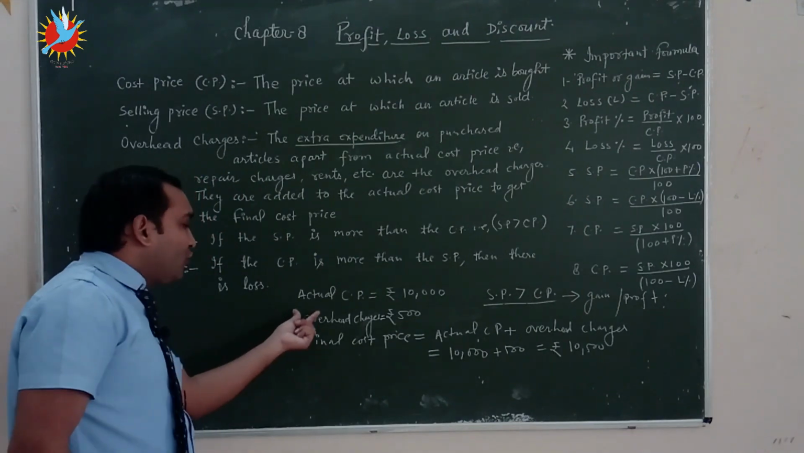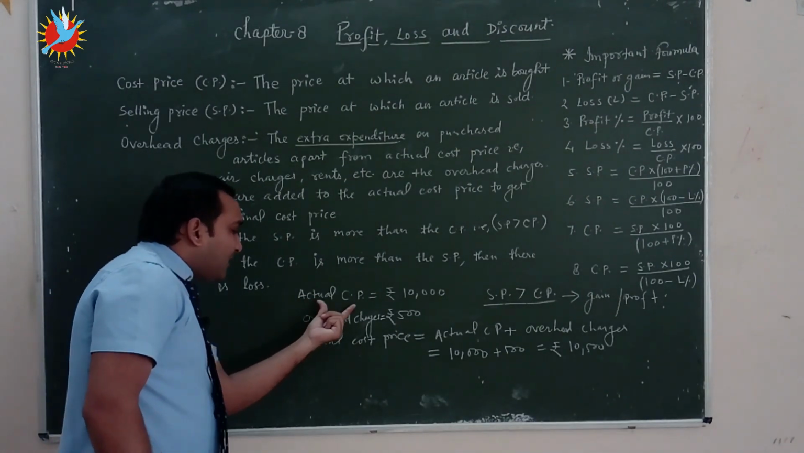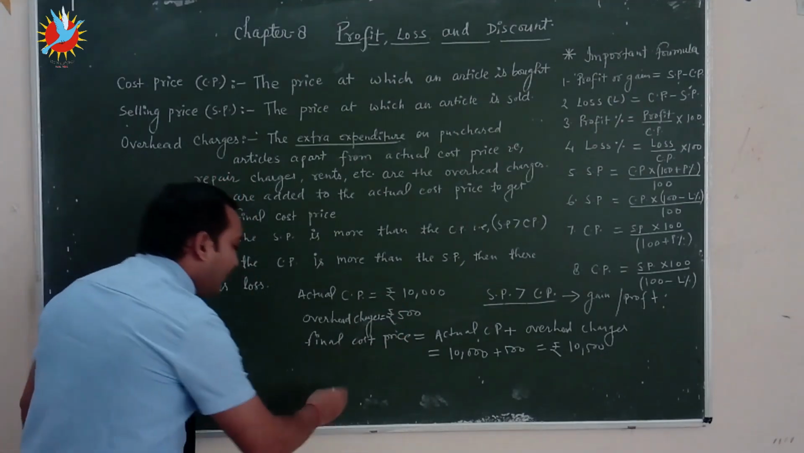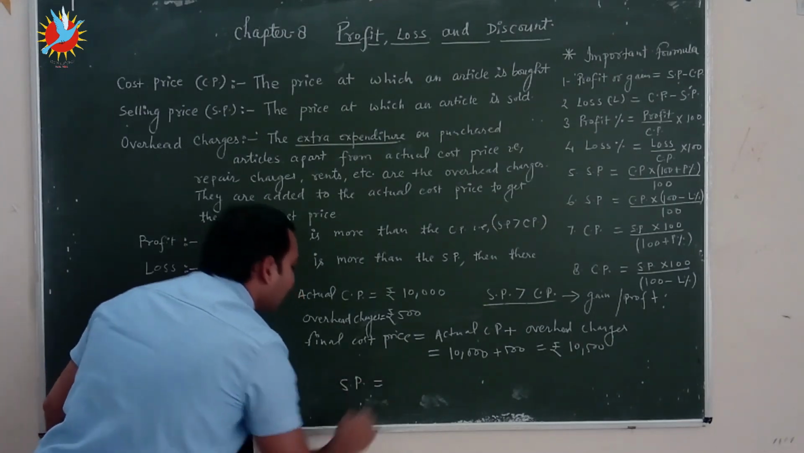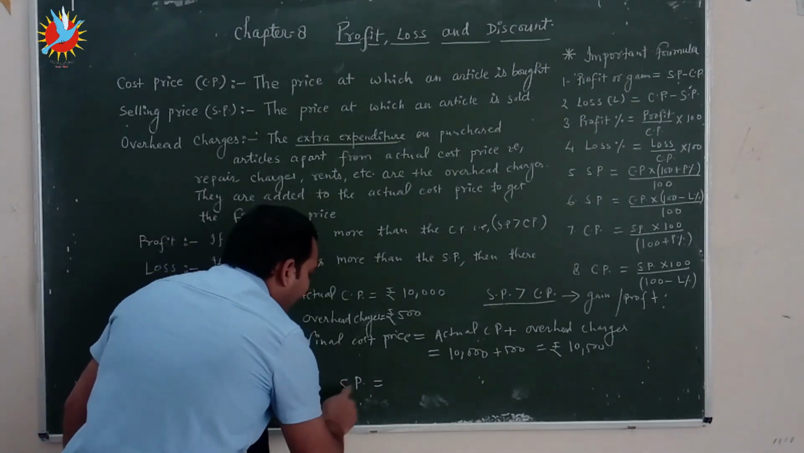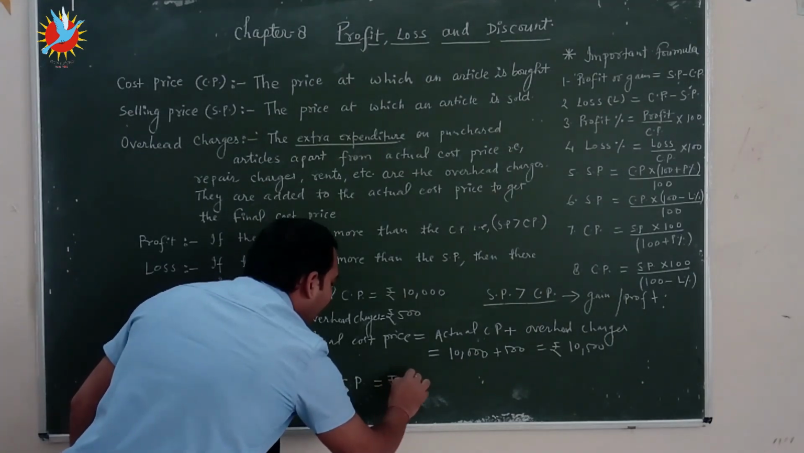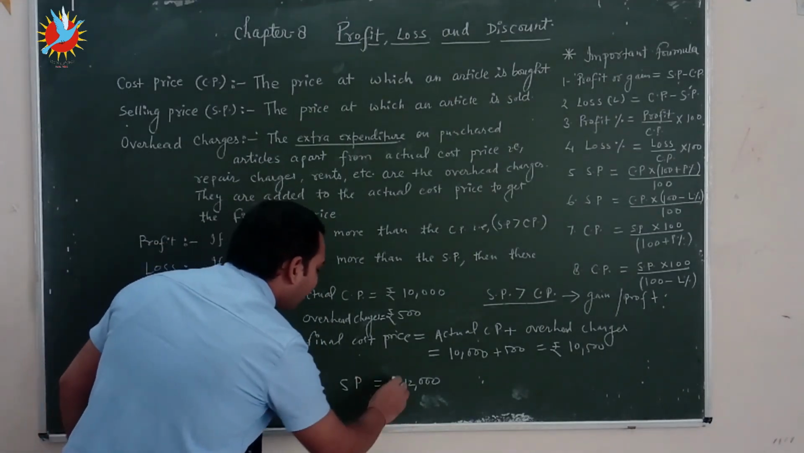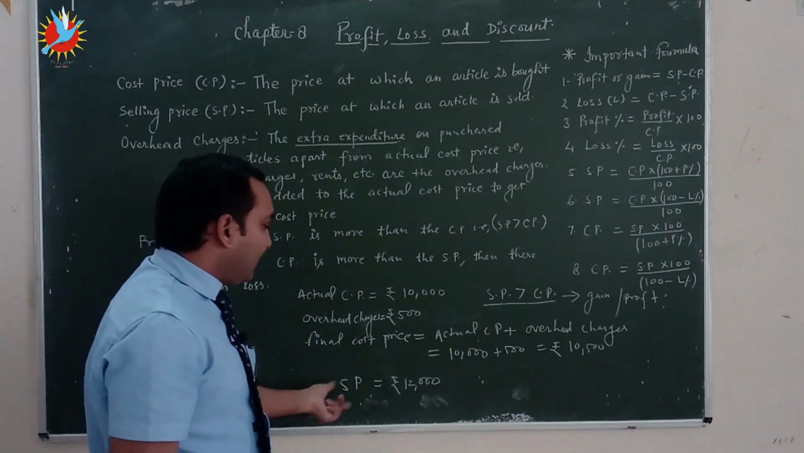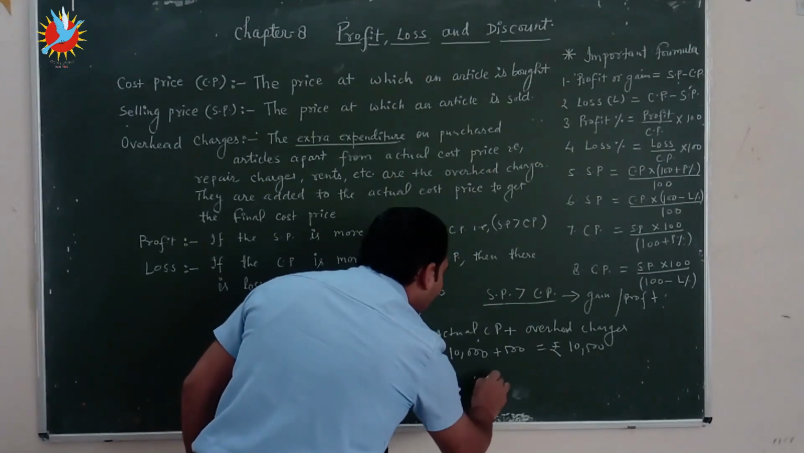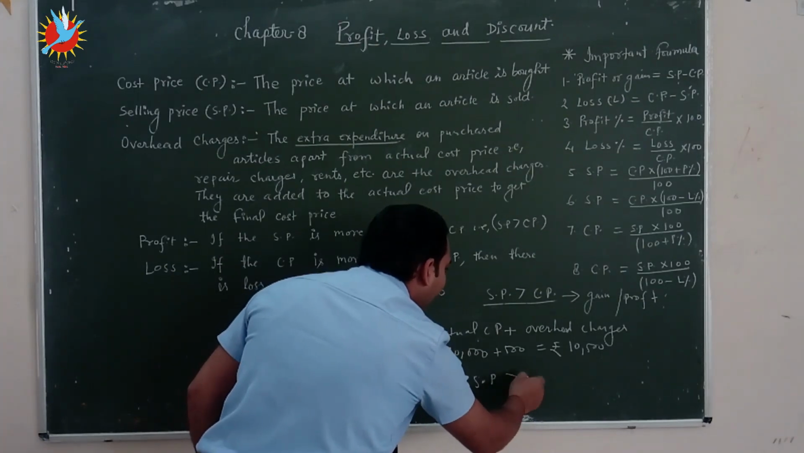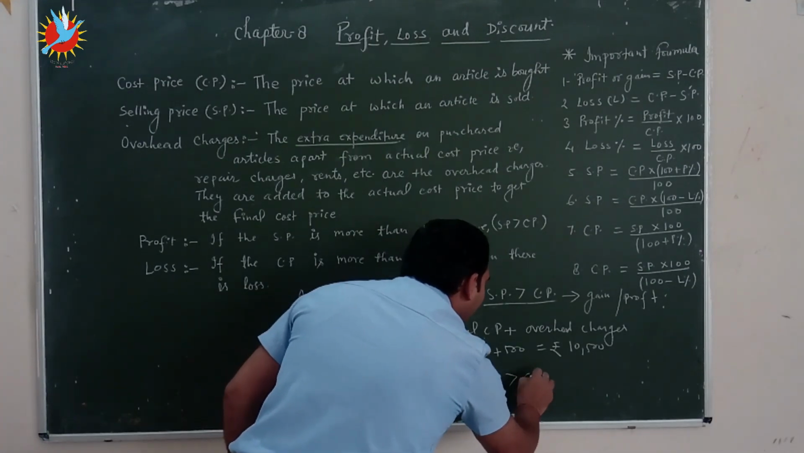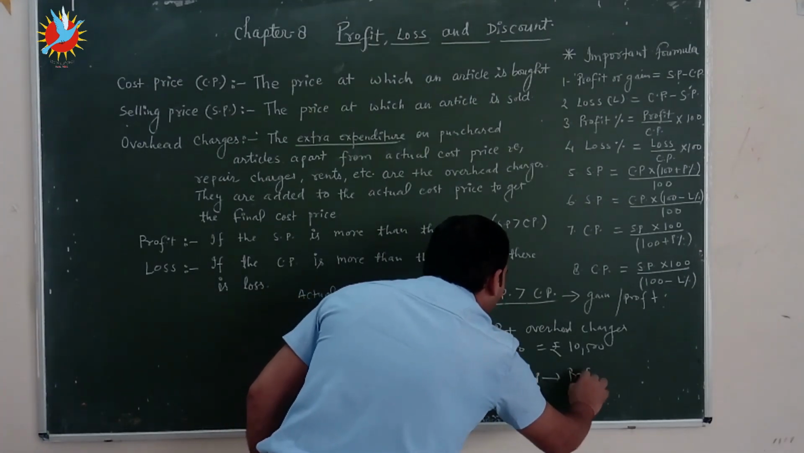So this is the actual cost price plus overhead charges, which is equal to the final cost price, and we sell the cell phone for 12,000 rupees. Consider 12,000 rupees. This is called the selling price. We get profit because the selling price is 12,000 and the cost price is 10,500. So the selling price is more than the cost price, so we are in profit.